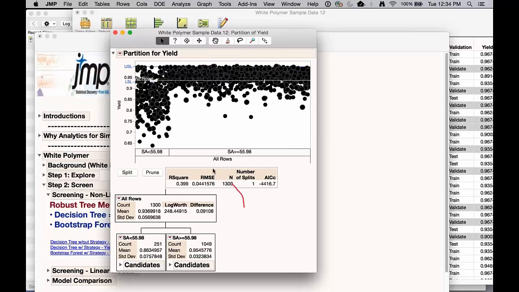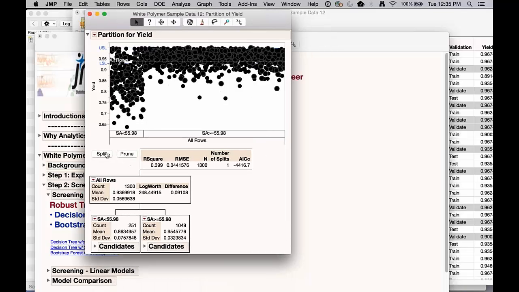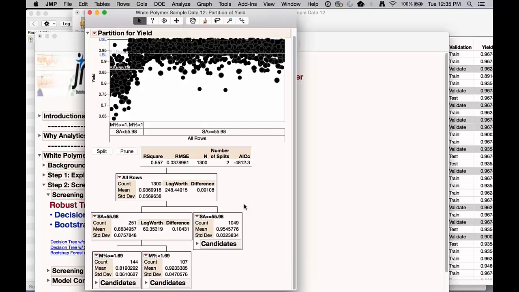When I hit split once, 40% of the difference I'm seeing in yield can be explained by this two-way split of slurry amp. Obviously when slurry amp's greater than 55.98, I get a mean of 0.95, but when it's lower, I get 0.86. So this is a different kind of modeling, and it's really cool. I can continue to split, and I get the next best split. I'm up to 55.7%, and you can see even if my slurry amp drops, if I can keep the modifier percentage low, at least I stand a chance of getting close to my lower spec of 93%. That's how the decision trees work.